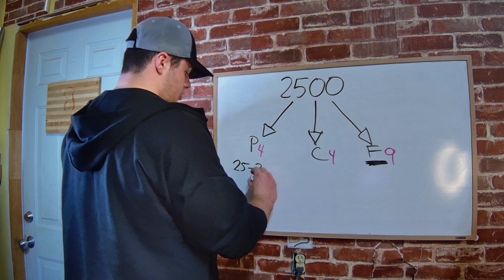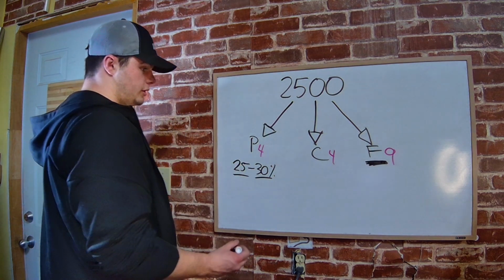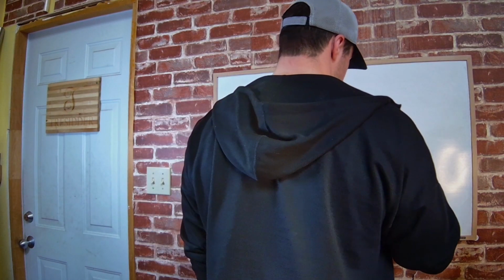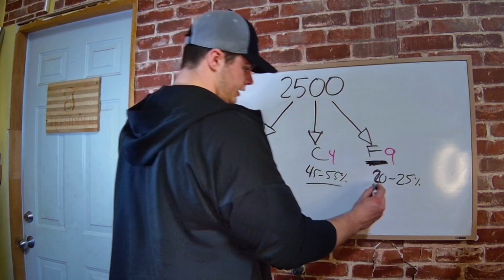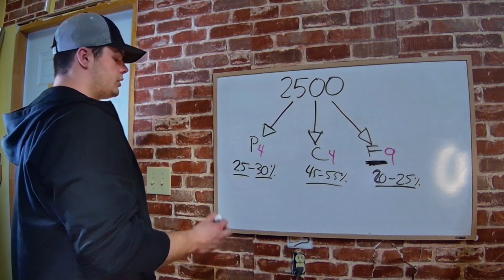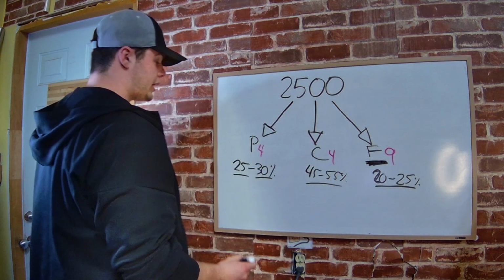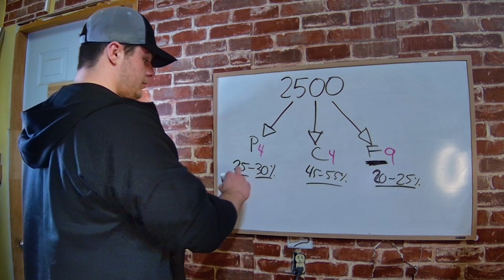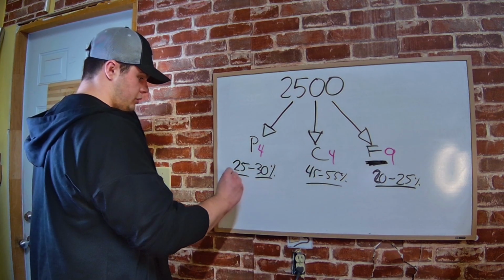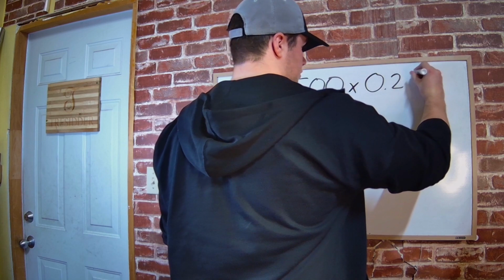Well, if you remember our ranges from earlier, 25 to 30% of your calories are coming from protein, 45 to 55% from carbs, and 20 to 25% from fat. Again, for the last time, you can always adjust these numbers later, but they're a good place to start. So how do we know the amount of grams that we have for each macro to make up 2,500 calories? Well, we're going to multiply this by the percentage expressed as a decimal. We'll go 25%. Multiply that by 0.25.